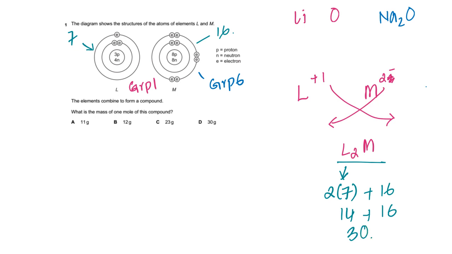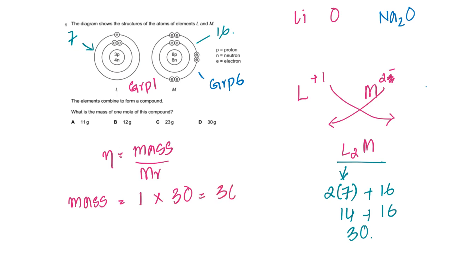So the next part is asking, what is the mass of 1 mole of this compound? Well, 1 mole of any compound will just be equal to its MR, but we can also calculate it. Moles equals mass over MR, and you'll see mass will be equal to 1 mole times its MR, which is 30, equal to 30. So D is your answer for this question number 1.